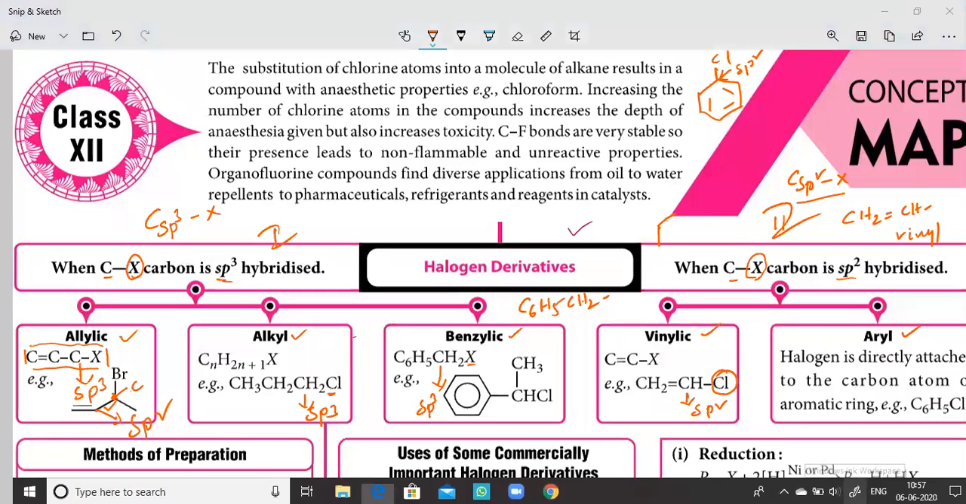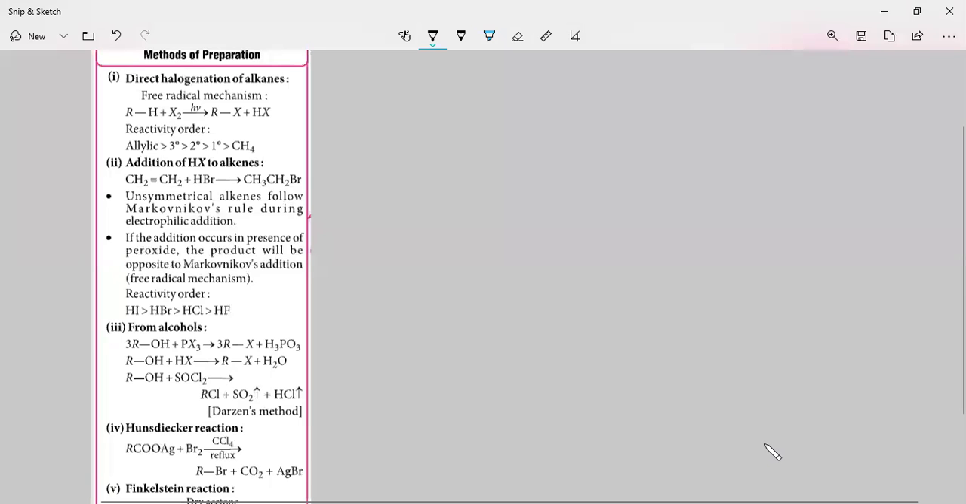Okay, next, we have gone through classification. Now it is time for the preparation of haloalkanes. How are the haloalkanes prepared? So, preparation of the haloalkanes.